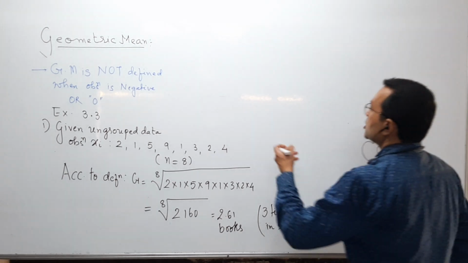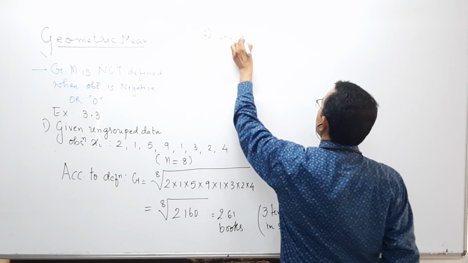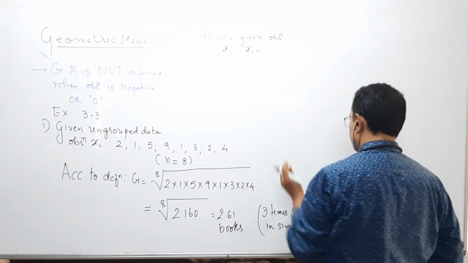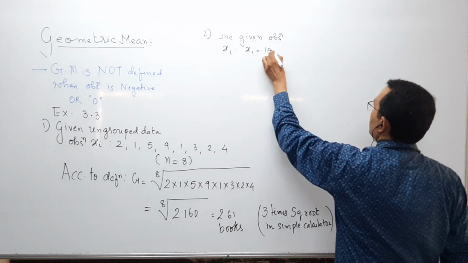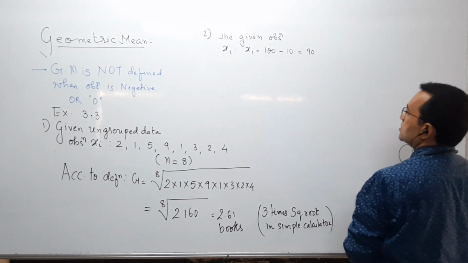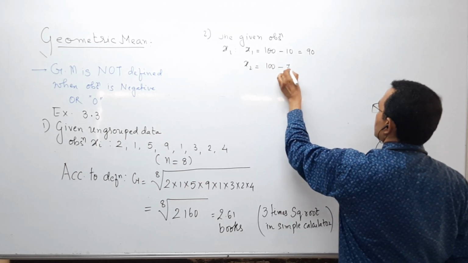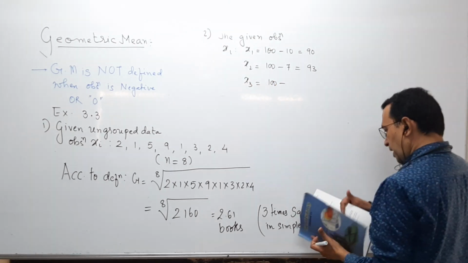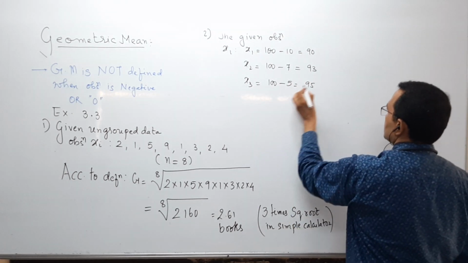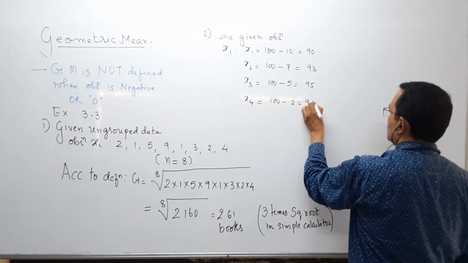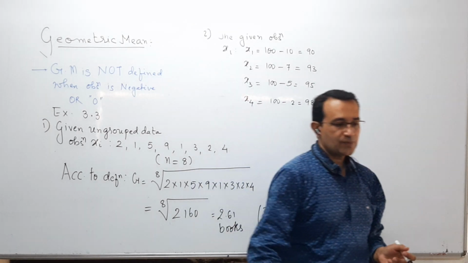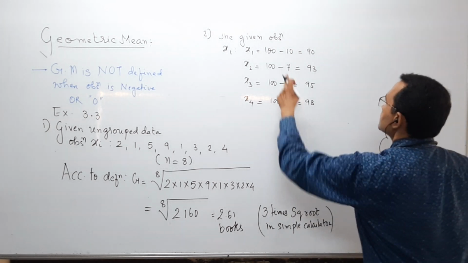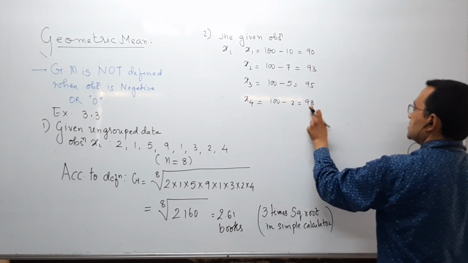So for depreciation, students, we have to consider the given observations xi. First observation x1, depreciated value is 10%. So whatever value is there, 100 minus 10, it becomes 90%. Then again in the second year, 100 minus 7, so 93% of whatever value was there. Again in the third year, 100 minus 5, so it is 95%. And in the fourth year, it is 100 minus 2, so 98% of what value exists. Whatever value was there, that we suppose as 100%. So this is 90, this is 93, this is 95, this is 98.